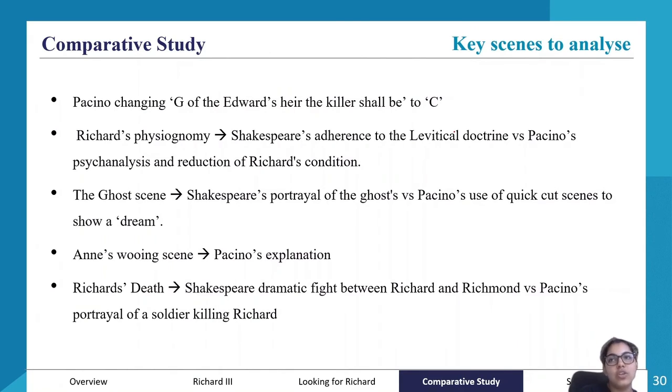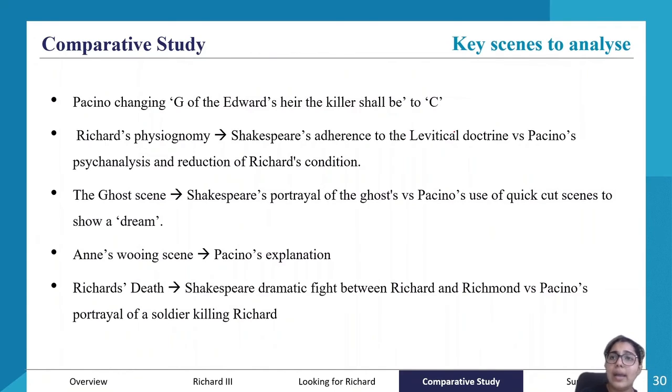Then Richard's physiognomy. Shakespeare adheres to the Levitical doctrine, basically showing Richard is evil by nature, and Richard affirms that in his soliloquy: "unfinished, sent before my time by dissembling nature." Whereas Pacino looks at it through a psychoanalytical lens. He takes away that significance and says this guy is not well psychologically, which is why it manifests physically in the form of the hunchback.